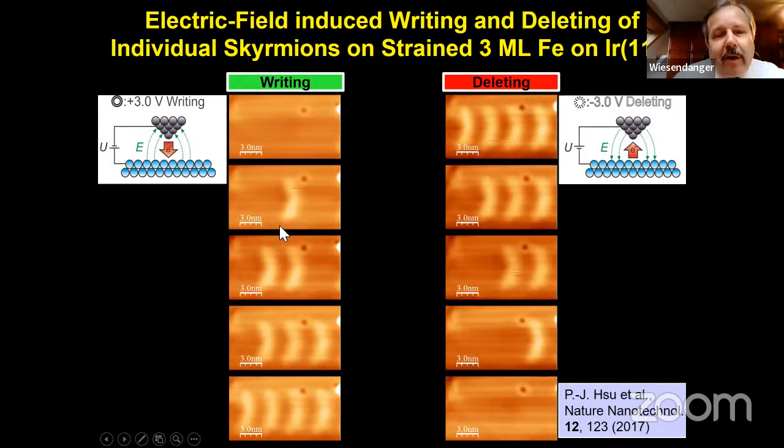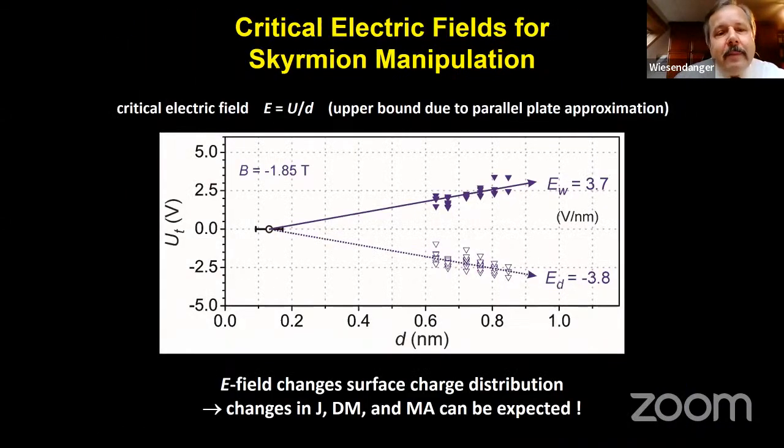Now, first comes the proof of the electric field origin of the effect. So you can measure, of course, the threshold bias voltage for creating the skyrmions and for deletion as a function of tip surface separation. You see here a linear dependence, which clearly indicates that's an electric field effect, and you can determine the threshold electric fields for the writing and the deletion of skyrmions, which is on the order of 3.7, 3.8 volts per nanometer. So this is the electric field which is needed to create and delete these skyrmions.